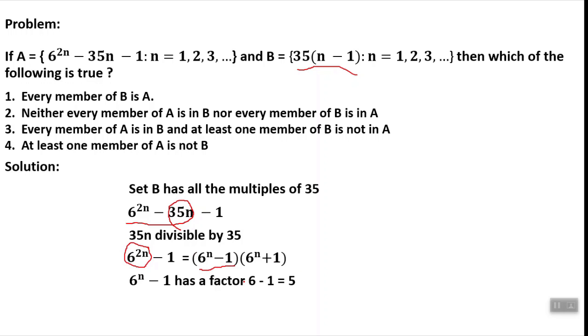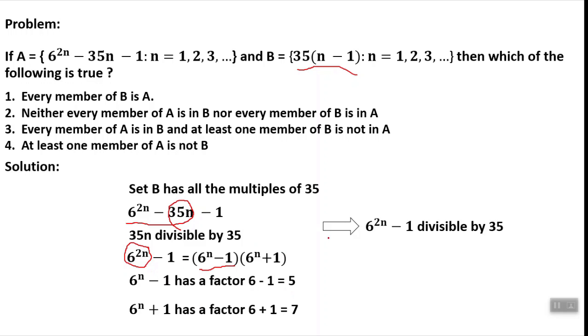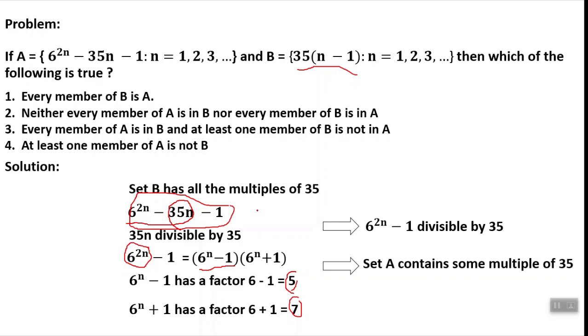It does. And it has a factor x minus y, so this will have a factor of 6 minus 1, which is 5, and the second term will have a factor 6 plus 1, which is 7. If these two are factors of 6 to the power 2n minus 1, then because it's a product, 6 to the power 2n minus 1 will be divisible by 5 as well as 7 and therefore divisible by 35. It means that this entire expression, which is the definition of the element in set A, is divisible by 35.